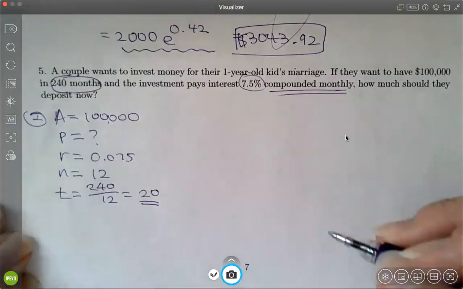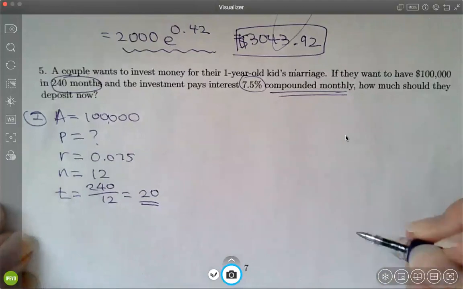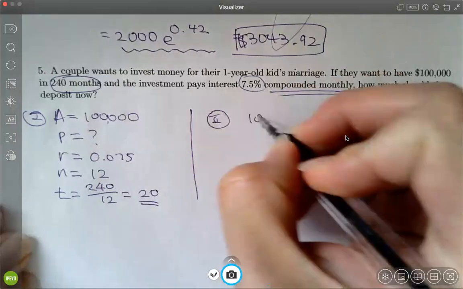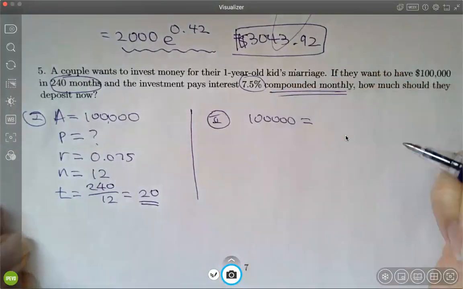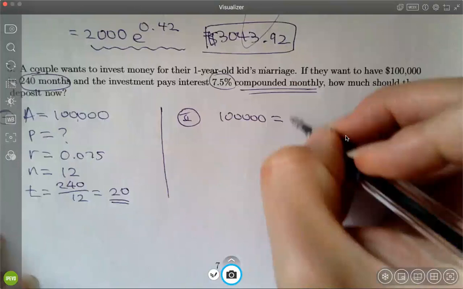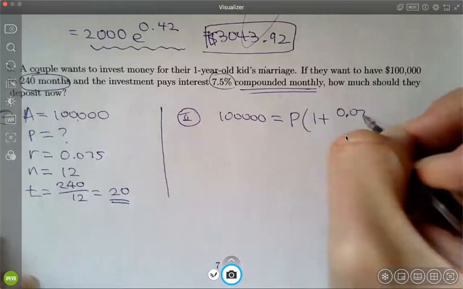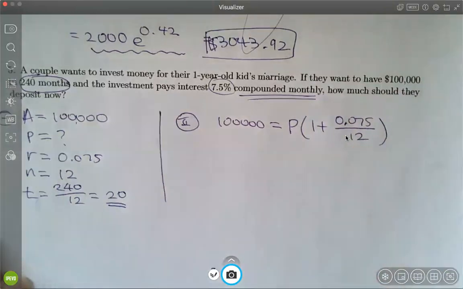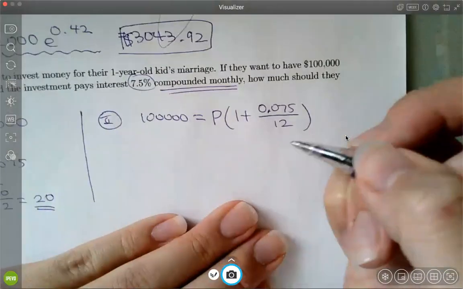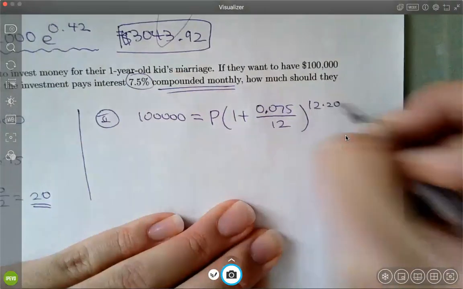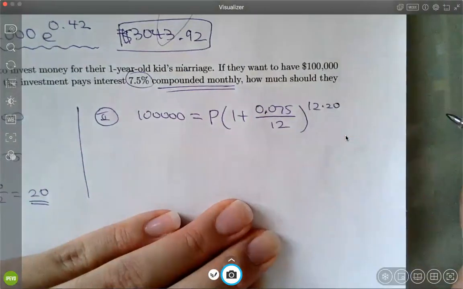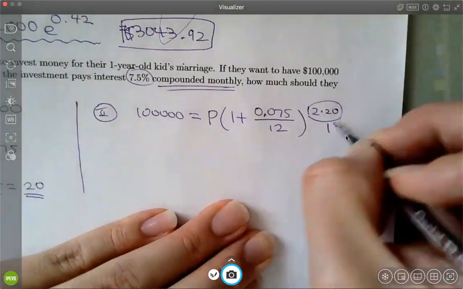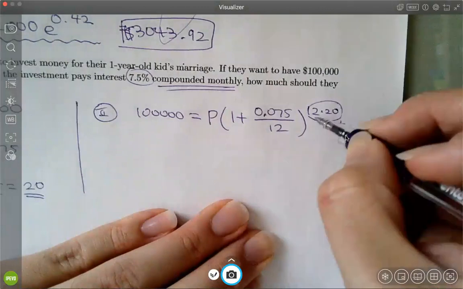So now we have to get the right number, okay? So what do we have? 100,000 is equal to P, we don't know, times (1 plus 0.075 divided by 12) to the power 12 times 20. Okay, and now, again, what do we do first? This exponent first, okay, which is equal to 240. Oops, 240.